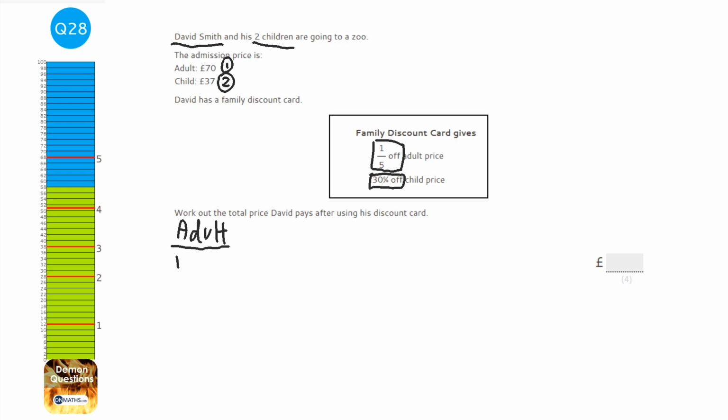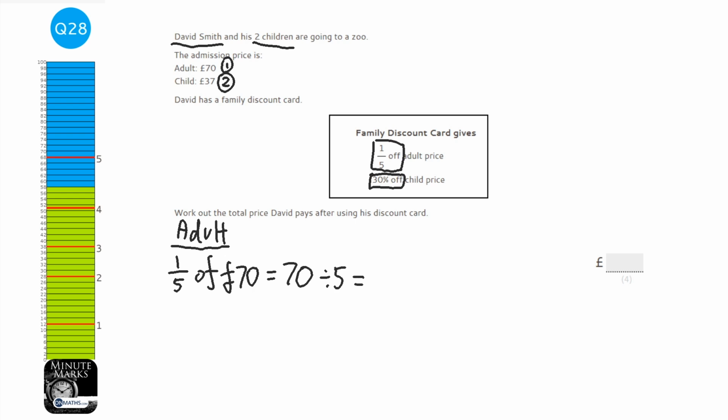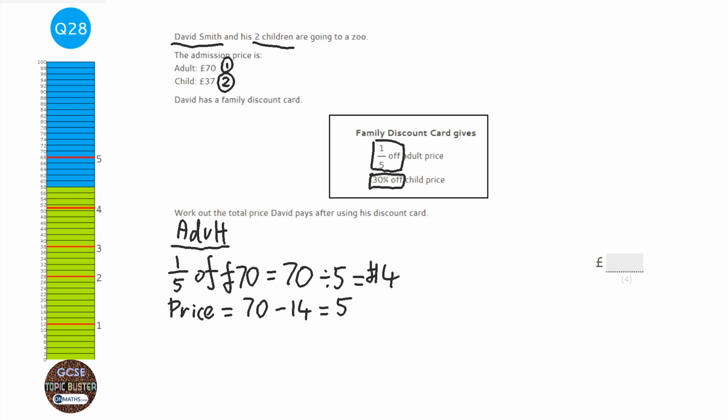So a 5th off. Well, first of all, let's work out a 5th of £70. So to work out a 5th, you can just divide 70 by 5. Now I know that 10 fives are 50 and 4 fives are 20. So that's going to be 14. So that's going to be £14 he gets off. So therefore the price will be the £70 take away the £14. So 70 take away 10 is 60, take away 4 is 56. So he's going to pay £56 himself.